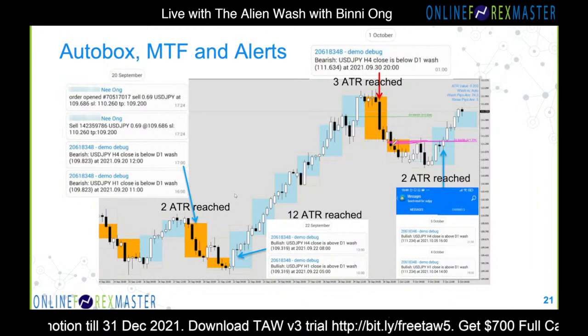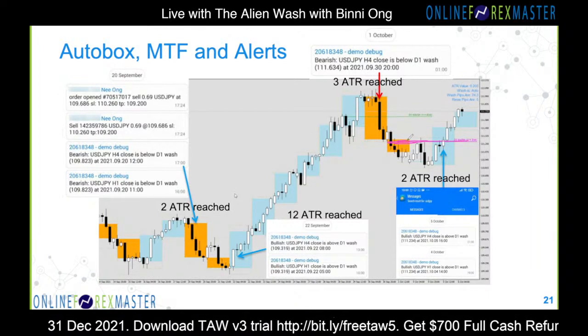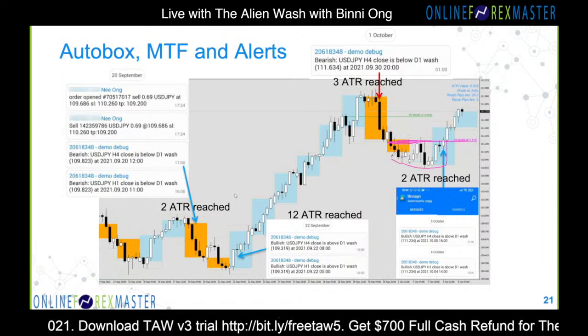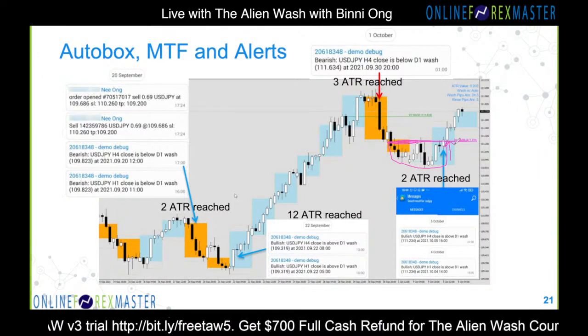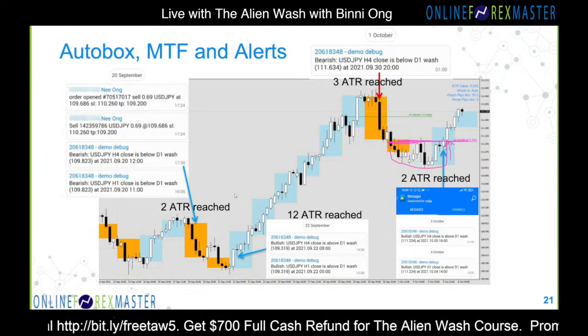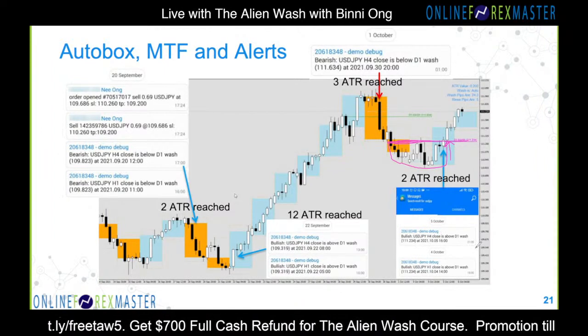I know it can be a little bit difficult for you, but the whole chunk here means that a wash and rinse happened, the bearish one. And when price moved above it, we would be going long. So at this bar, this is where the alert came in.